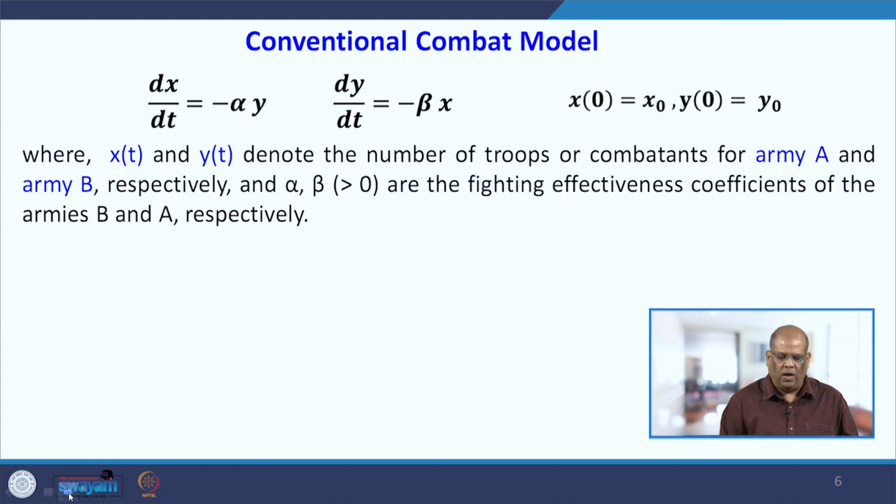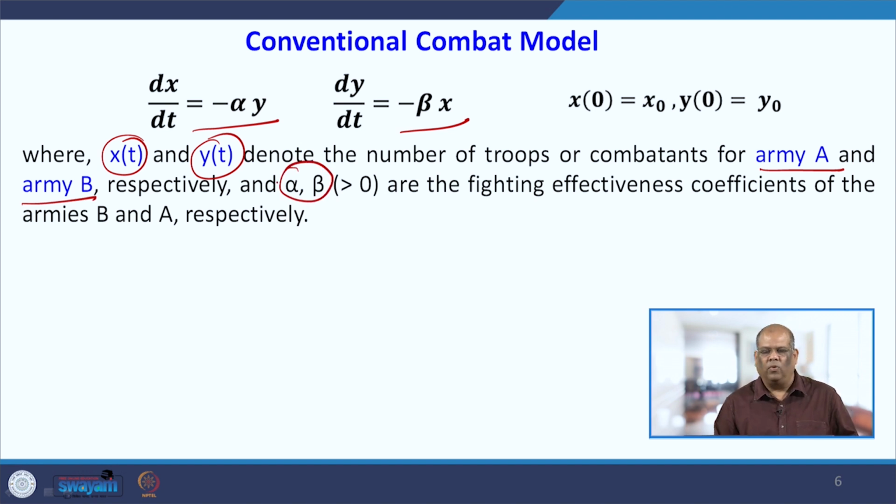So, if we now look into the model, it is dx/dt equal to minus alpha y and dy/dt equal to minus beta x. x(t) and y(t) are the number of troops, x for army A and y for army B. Alpha and beta, which are both positive, are the fighting skills, or fighting effectiveness coefficients, of army B. So, this is for army B and this is for army A.